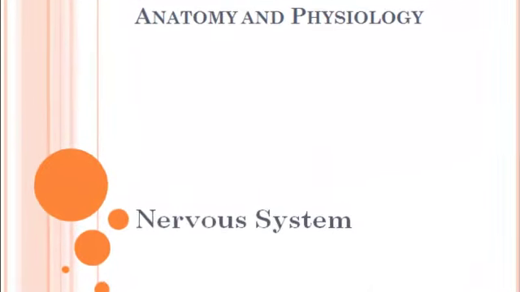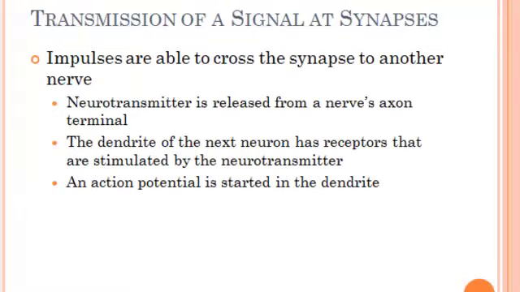Now we've talked about an action potential and how neurons are able to send a signal down the axon. Now we need to look at what happens when you get to the end of one axon and you need to send the signal down the next neuron. And this is where the term synapse comes from.